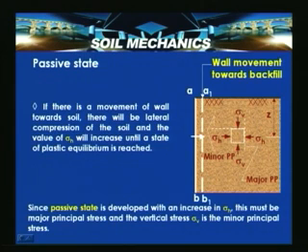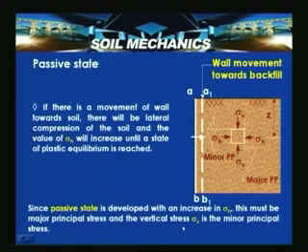Since the passive state is developed with an increase in sigma h, this must be a major principal stress and vertical stress sigma v is the minor principal stress. So, sigma h value increases and even crosses the sigma v value. So, sigma h now becomes the major principal stress and sigma v becomes the minor principal stress.